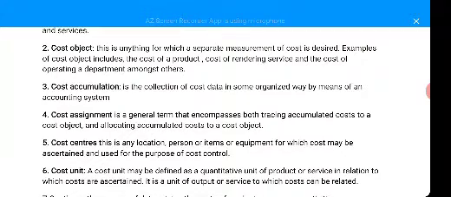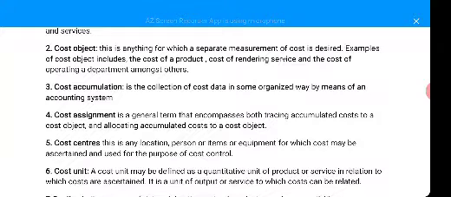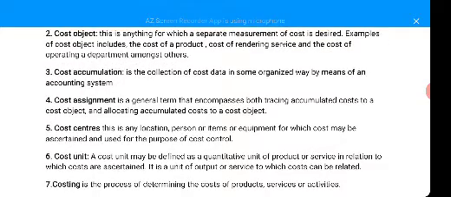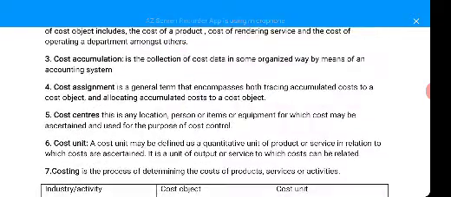Cost accumulation is the collection of cost data in some organized way by means of an accounting system. So cost accumulation is a process whereby you collect the different costs that relate to a particular product, to know the total. That is cost accumulation.